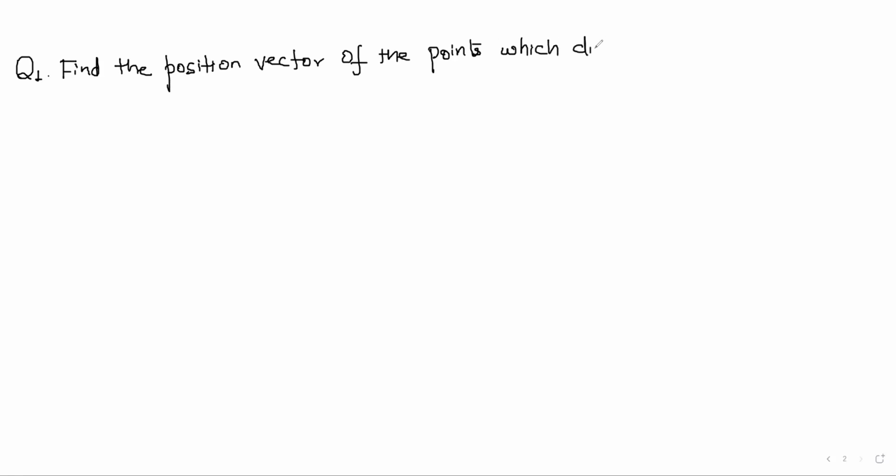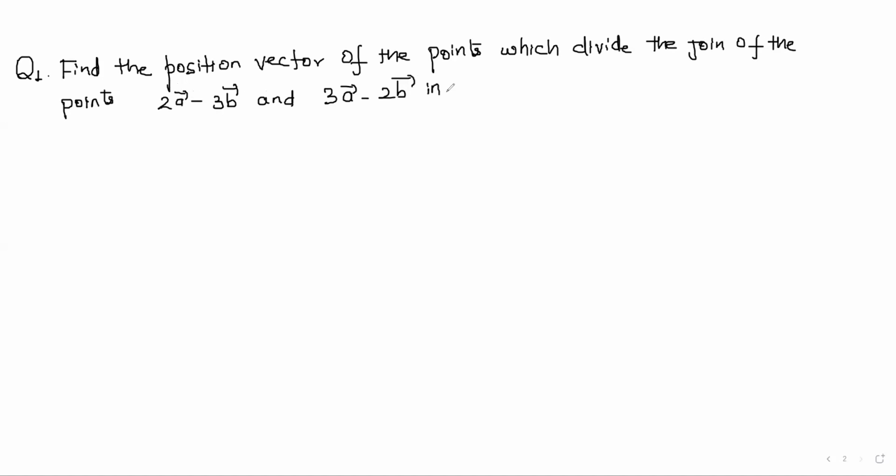Question first is: find the position vector of the points which divide the join of the points 2a minus 3b and 3a minus 2b internally in the ratio 2:3.